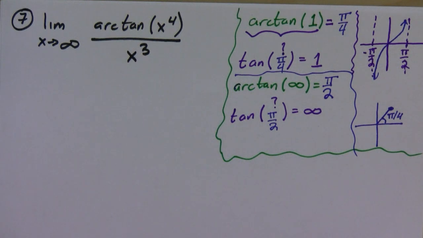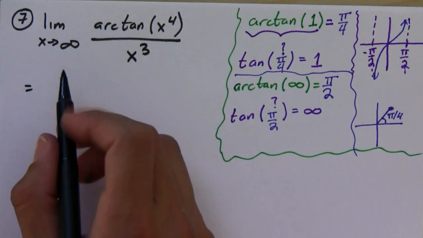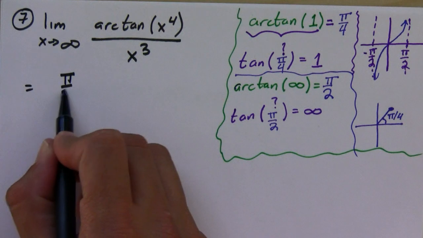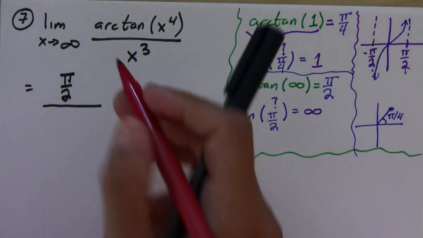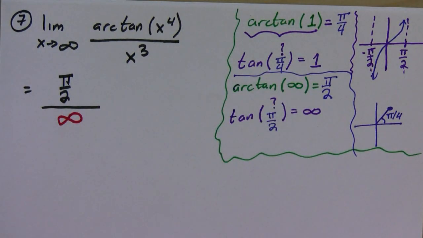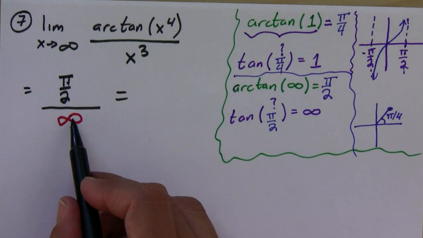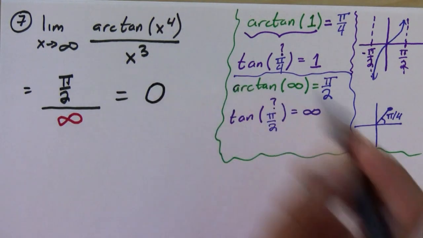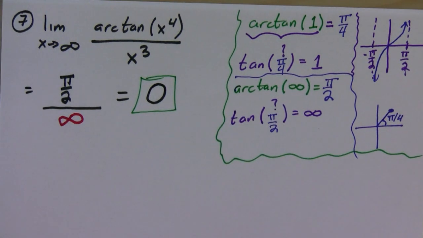Okay, so what's going on here is that this top part is approaching pi over 2, while the denominator, well, infinity cubed is going towards infinity, and so notice that we have a constant on the numerator. The bottom's getting bigger and bigger and bigger, so the entire thing is just getting closer and closer to 0. And so really we didn't even need to use L'Hopital's rule at all.